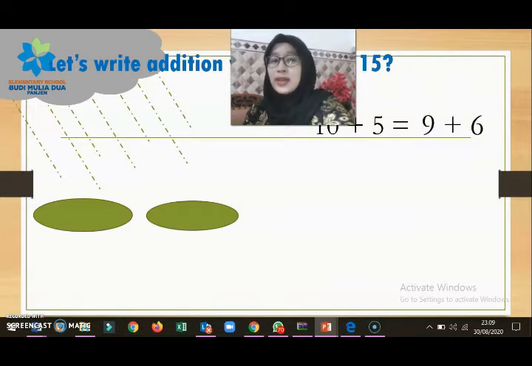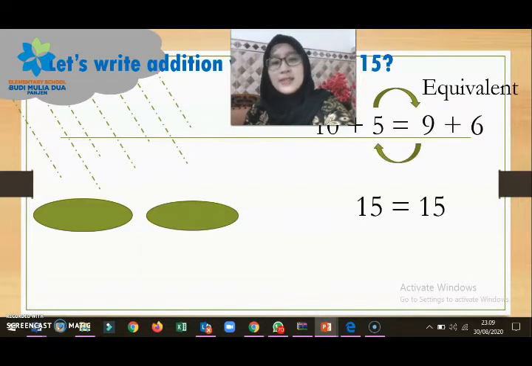Is it equivalent with 9 plus 6? Okay, please try to count. Okay, 10 plus 5, and then please count the next 9 plus 6. Is it 15 too? Yes. In the left side has a total 15, and in the right side has 15 too as a total. So, all of the additions, the both of additions is equivalent.